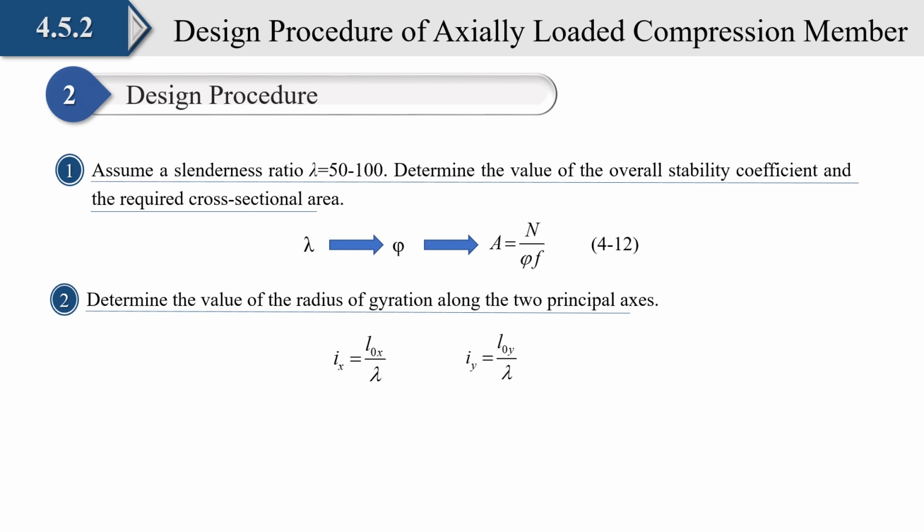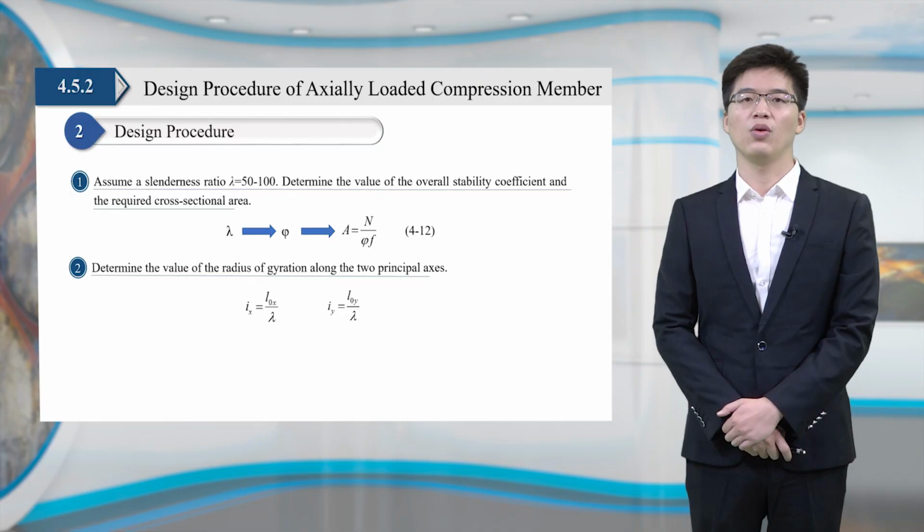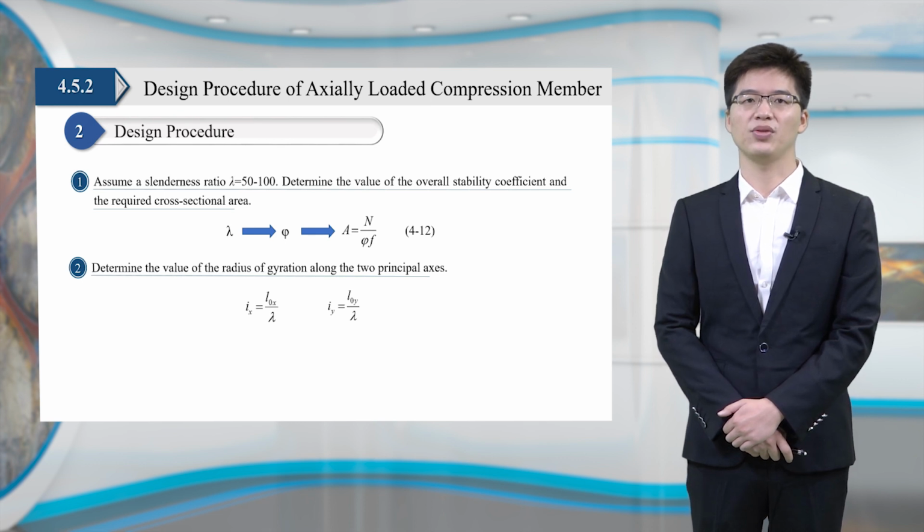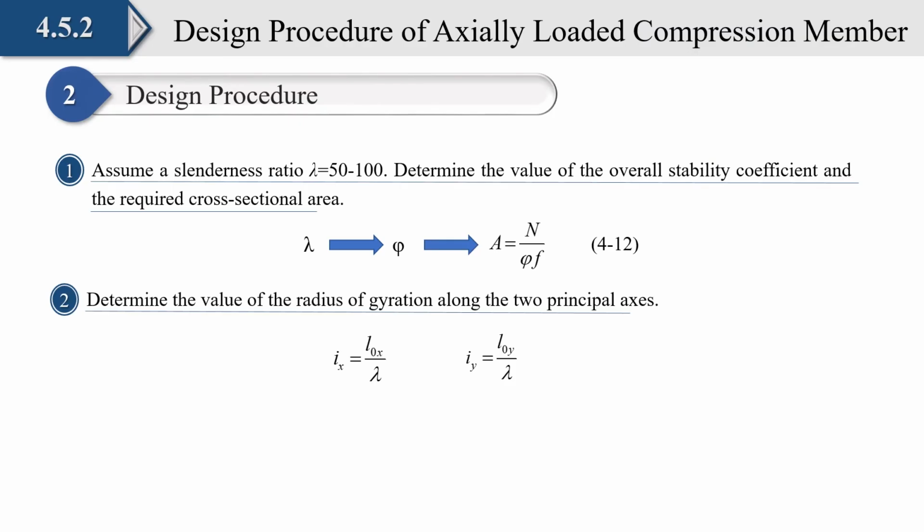Firstly, we can determine the cross-sectional area according to the overall stability condition of the axially loaded compression member. We can first assume the value of the slenderness ratio lambda, and this value can be taken between 50 to 100. Then, according to the assumed lambda and the type of cross-section, we can check the design code to determine the value of the overall stability coefficient. Then, the required cross-sectional area can be obtained according to equation 4-12.